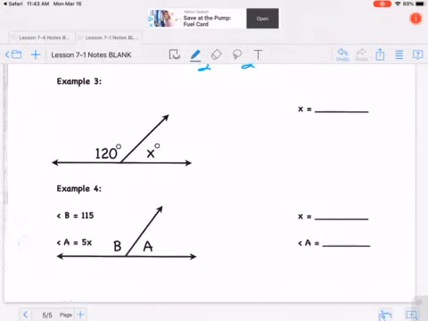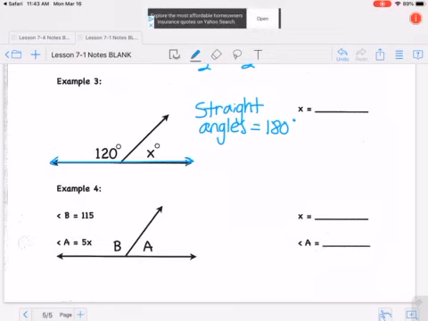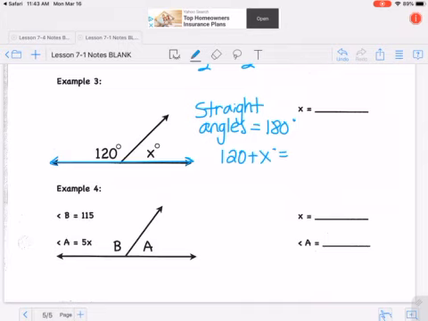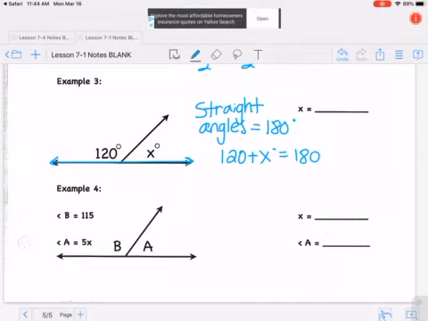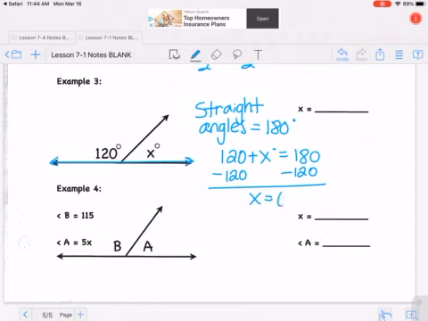Okay, so example number 3. As you can see, it is a straight angle. From the first page of our notes, we know straight angles are equal to 180 degrees. So we know that when we have two angles, they're going to add up to be 180. So we're going to add up our 120 plus our x degree angle, and we're going to have that equal 180. From here, I'm going to subtract 120 from both sides, and I'm going to get 60 degrees. So x is going to equal 60 degrees.